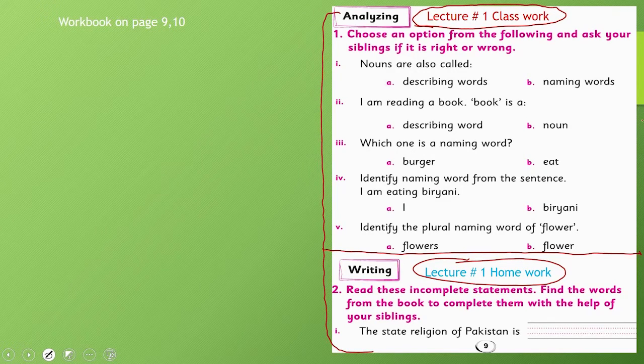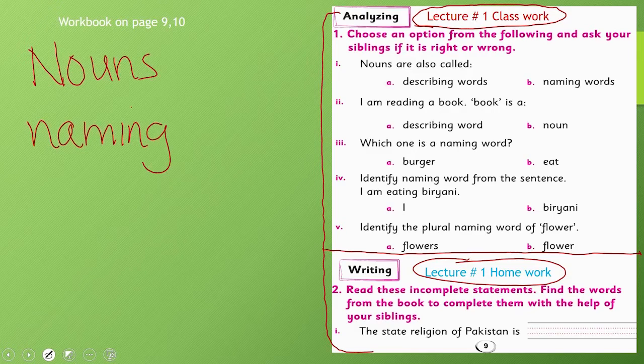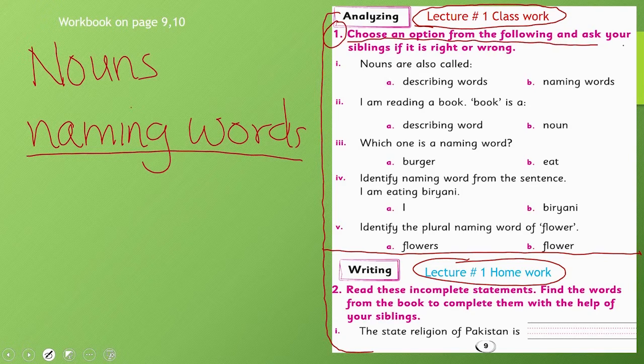So let's practice nouns or naming words. We need to find names of things, people or objects from the given questions. Question 1. Choose an option from the following and ask your siblings if it is right or wrong. If you have a brother or a sister to help you out, you can take help from them. Otherwise, you can practice it on your own.